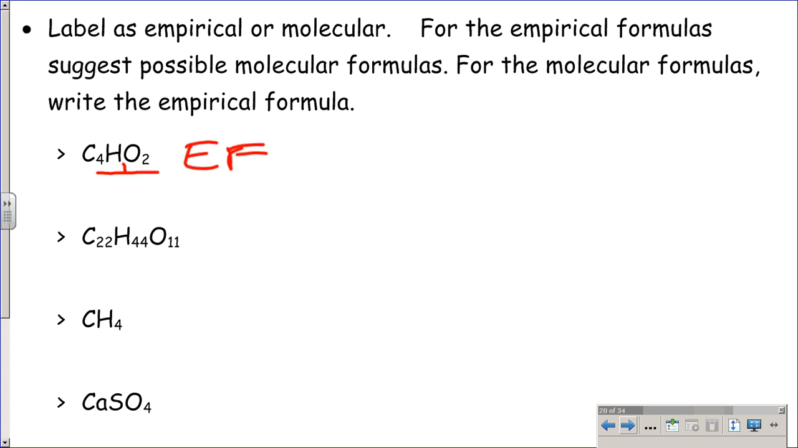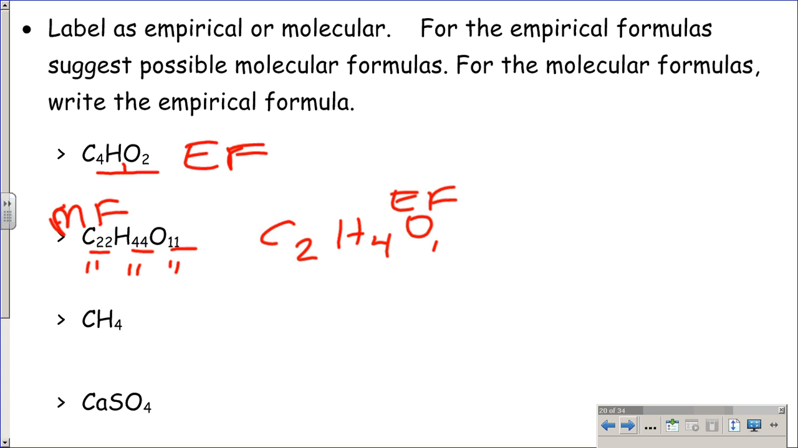Okay? This one, C22H44O11. Can you reduce all those? Yes, by what? What are you dividing by? 11. So you divide this by 11. So it would be C2H4O1, right? So the way it's written here is a molecular formula. What we've just done is we've reduced it to the empirical formula. Next one. Empirical or molecular? Empirical, because there's no way you can reduce the 1 any further. It's at the lowest possible subscript. So that's an empirical formula.